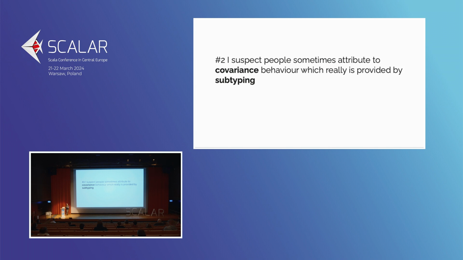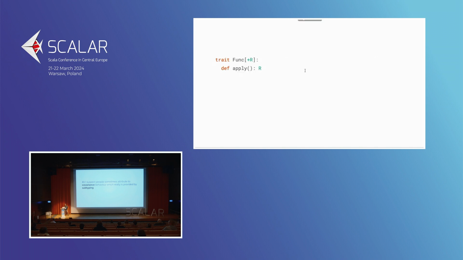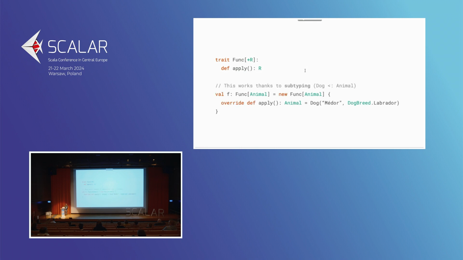And you can't do the same with contravariance. And I think that might be one of the sources of confusion. I caught myself, in fact, doing that a few weeks ago while working on this talk. So if we take an example like the following one, we take a function with arity 0. It's a function that always returns you the same thing, and it's covariant in R.